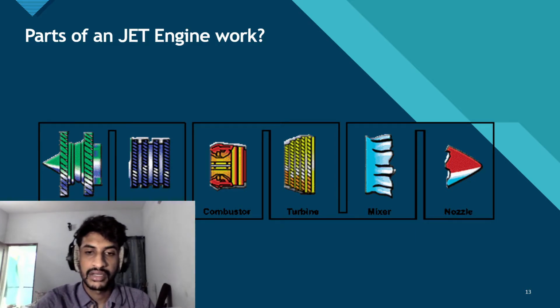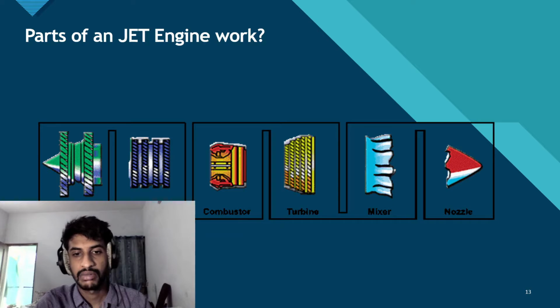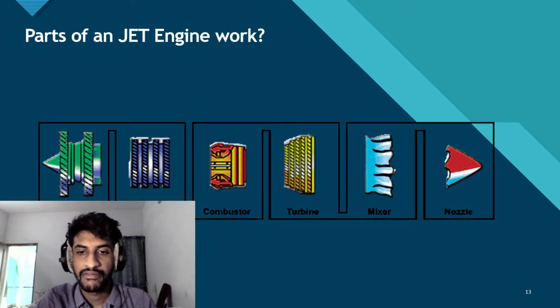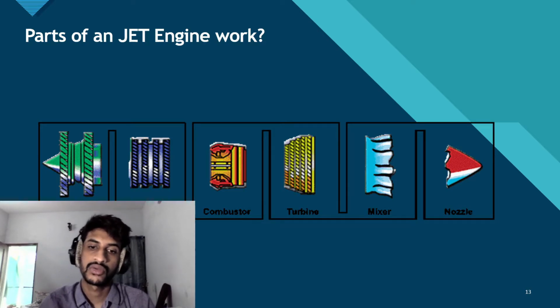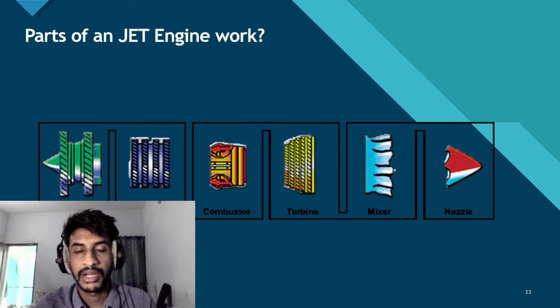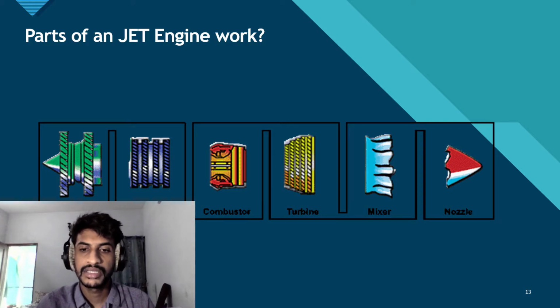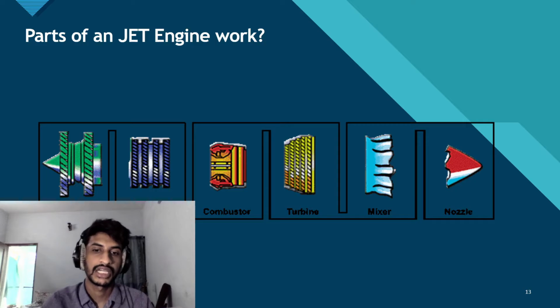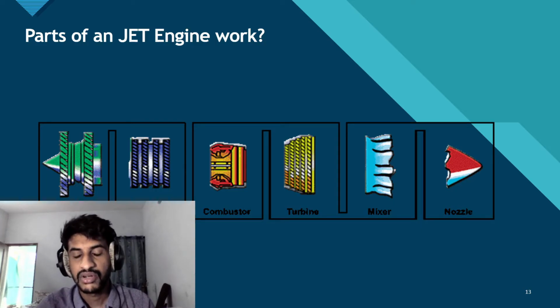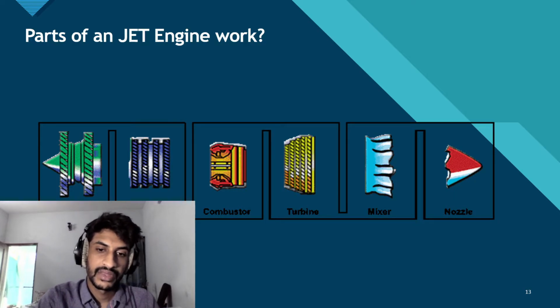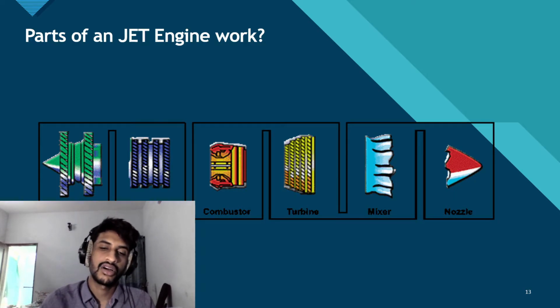The next part is the turbine. The high energy airflow coming out of the combustor goes into the turbine, causing the turbine blades to rotate. The turbines are linked to a shaft to turn the blades in the compressor and to spin the intake fan at the front. This rotation takes some energy from the high energy flow that is used to drive the fan and the compressor.